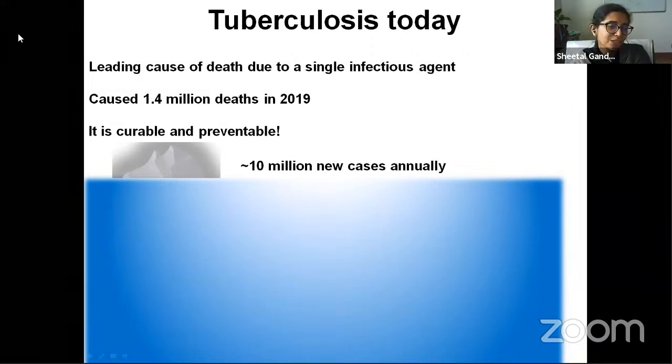Just compare it with respect to the coronavirus, which all of you have heard about so much in recent times. This is a disease that is curable, preventable, yet we have such a high disease burden and such high numbers of deaths. So clearly, Mycobacterium tuberculosis, which causes tuberculosis, is one of the smartest pathogens out there. And we get about 10 million new cases annually, which is like the tip of the iceberg in terms of the actual number of cases for TB worldwide.